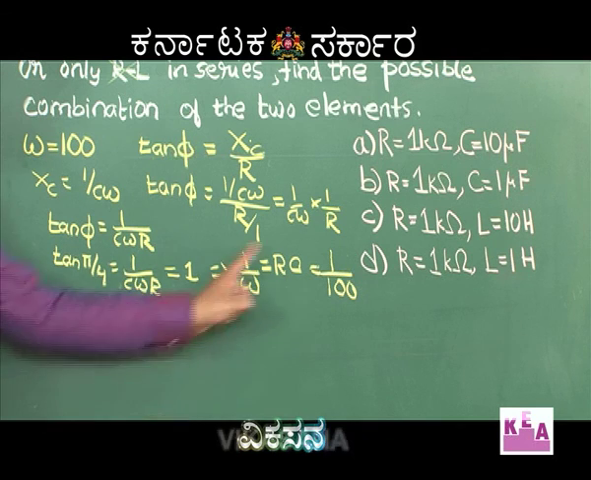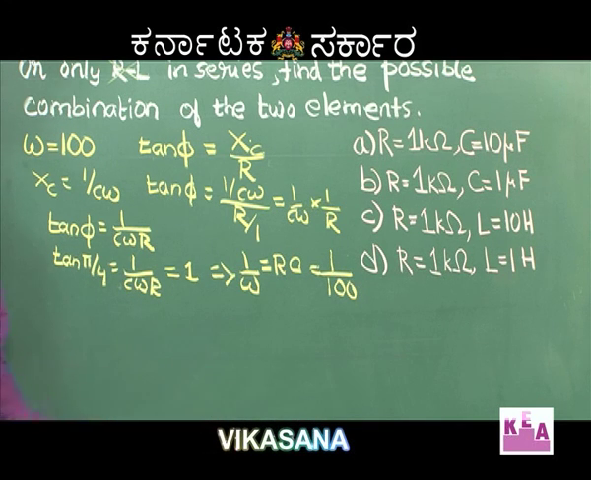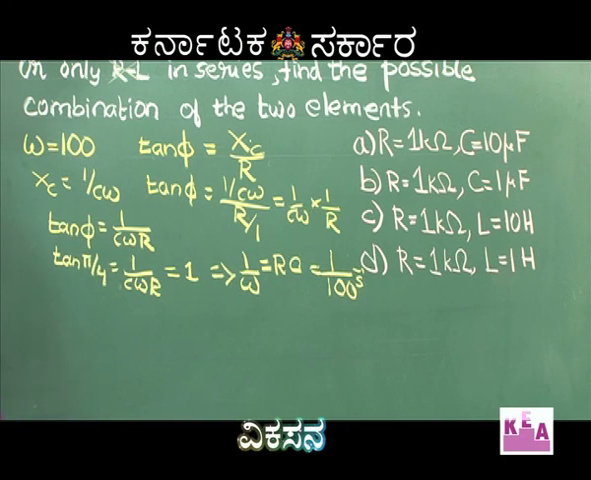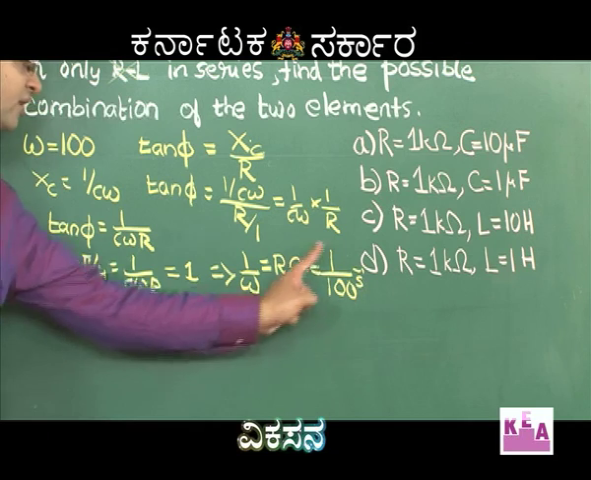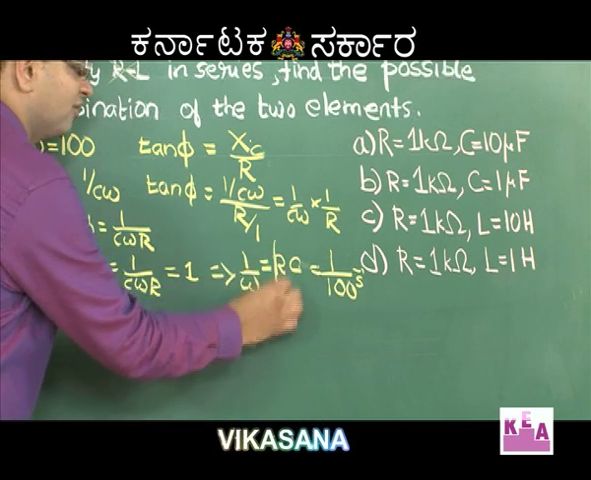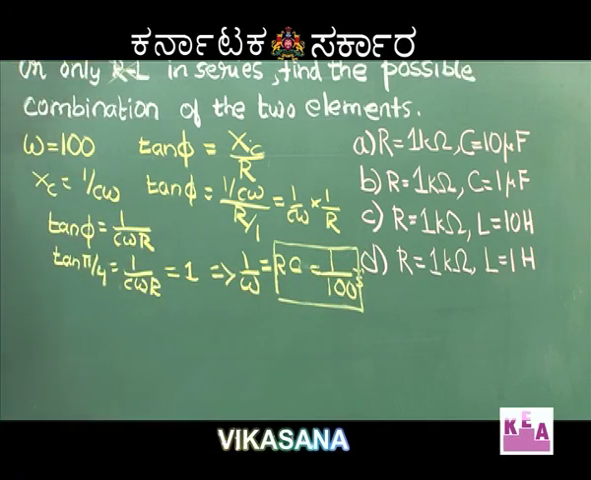And as you know, RC is the time constant. So, therefore, the unit will be second. Now, here all that is important is that R into C is 1 by 100. This is the equation which is going to be important for us to solve the question further.